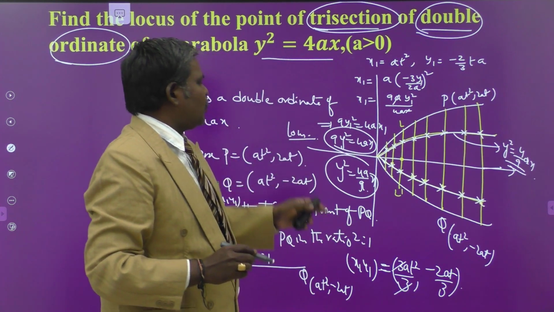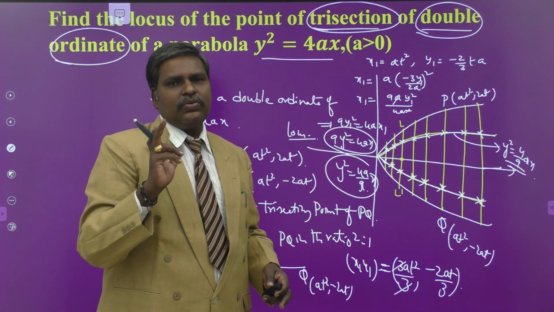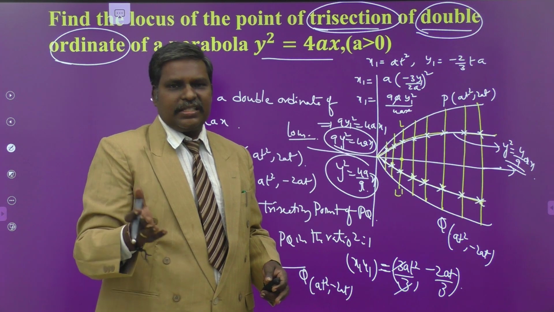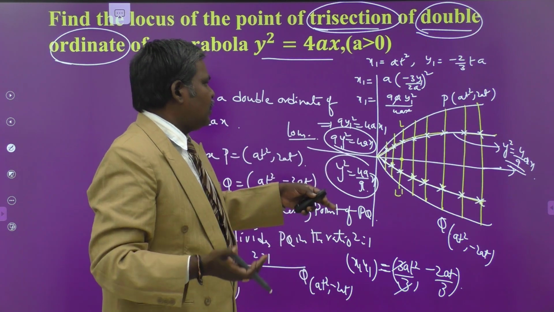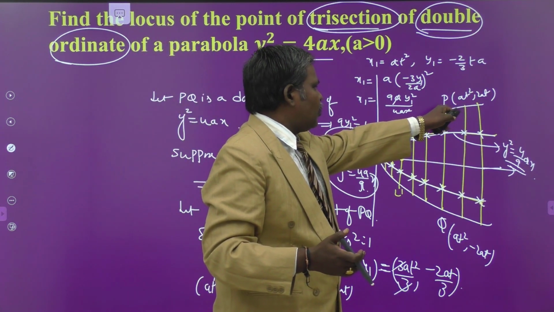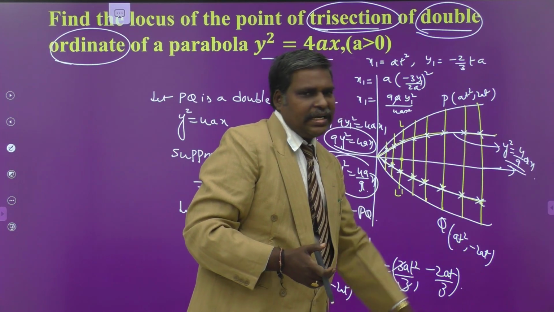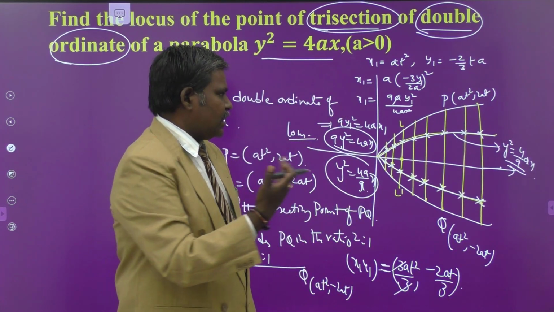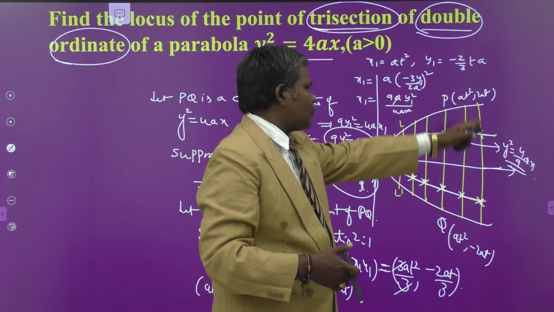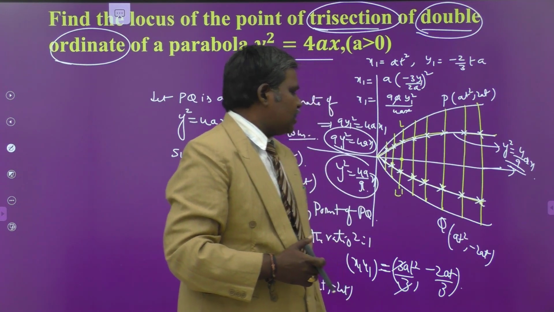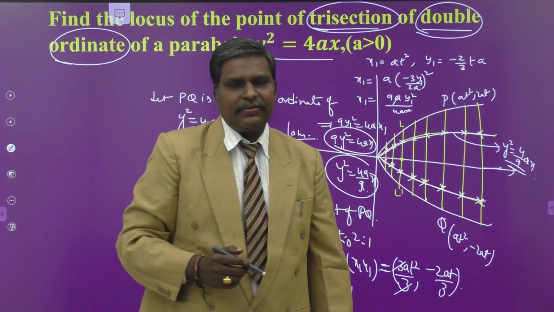So to crack this one, you need two definitions. One is what is double ordinate, what is trisection point. After that, once you have the one end of the double ordinate, you are in a position to write its other end by taking its image. That is, if it is at square comma 2at, this one is at square comma minus 2at itself. Okay.